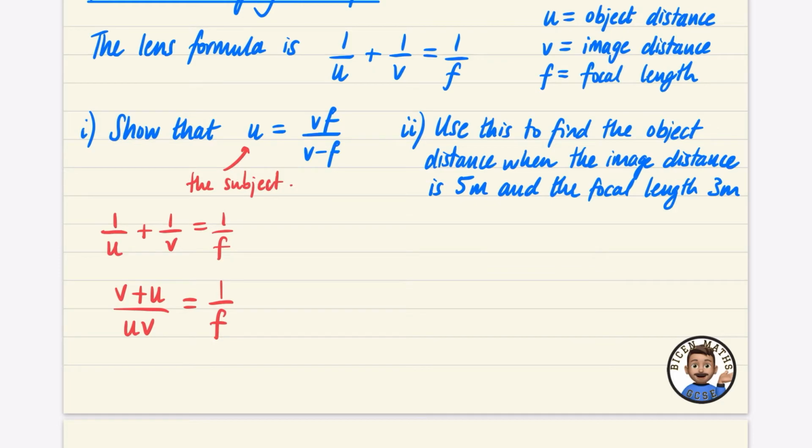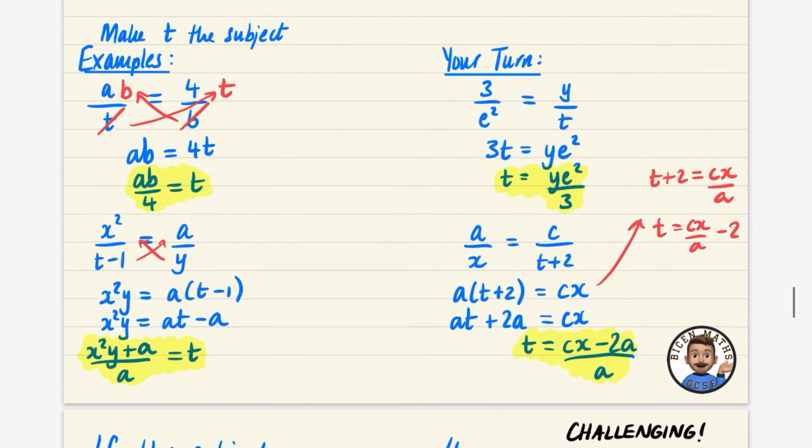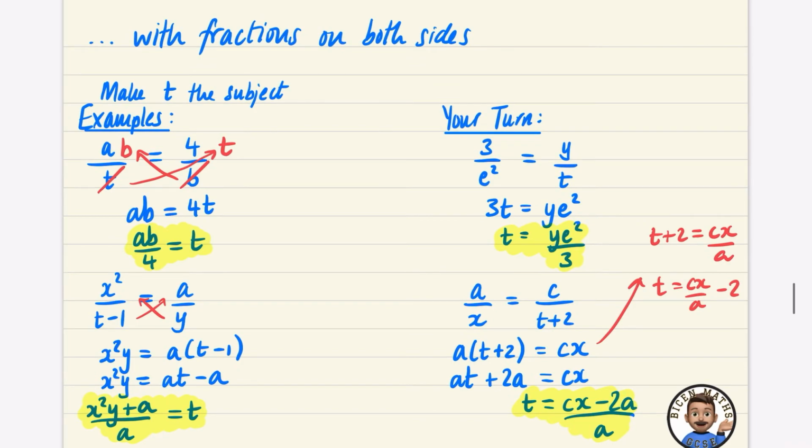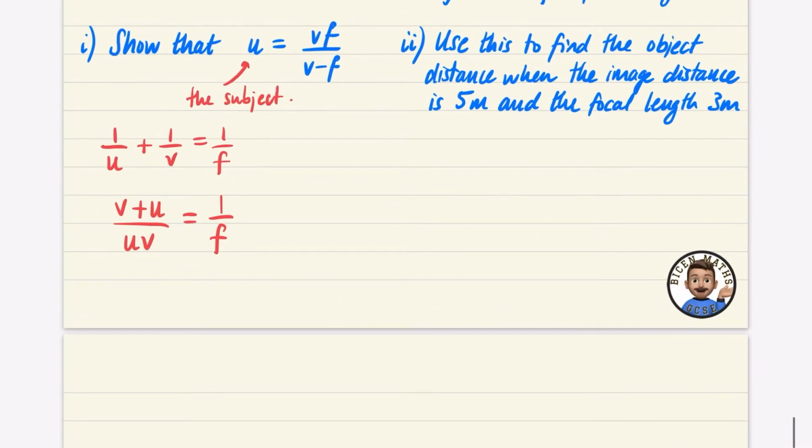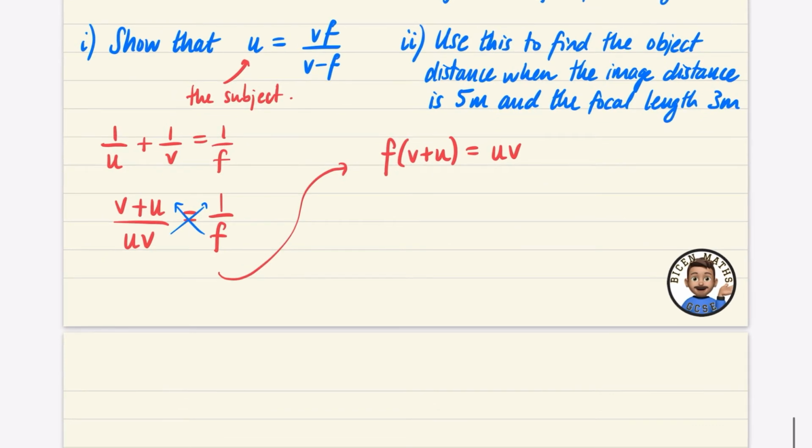Now we come back to a fractiony kind of question, which is quite similar to some of the things that we were looking at, where you're going to do that kind of cross multiplying. So to avoid it being a fraction, I'm going to take this uv and send it up here, and I'm going to take that f and send it up there. When I put the f up, it's going to be f brackets v plus u. And then 1 multiplied by uv is just uv. Now remember, we're trying to make u the subject, and we've got it in two different places here. So I'm going to expand the brackets, which is fv plus f multiplied by u equals uv.